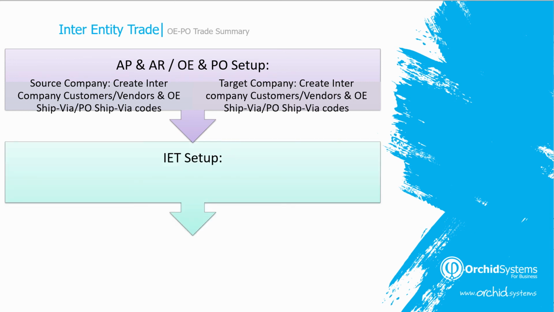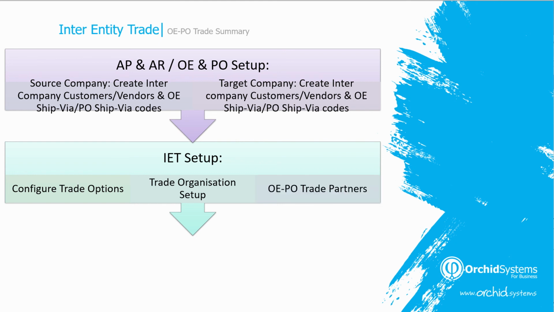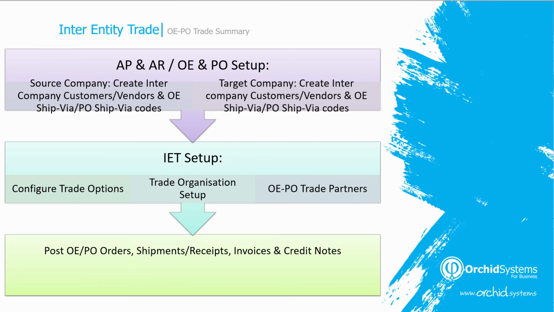In inter-entity setup, we need to configure the trade options, both on the OEPO Trade tab and on the OEPO Integration tab. We also need to create a user ID and a password for all the target trade organizations in Trade Organization Setup. And we need to configure our OEPO Trade partners and the rules for each partnership. And then we can go ahead and post our transactions, orders, purchase orders, shipments, receipts, invoices, and credit notes.